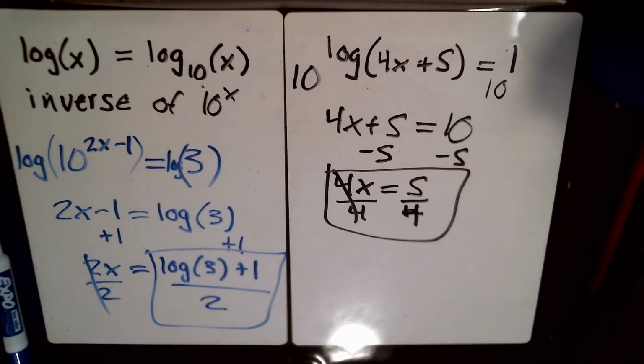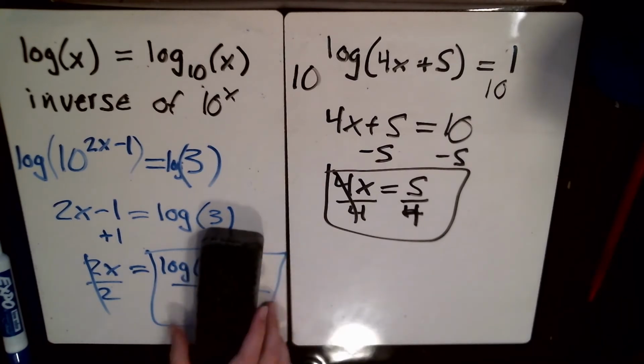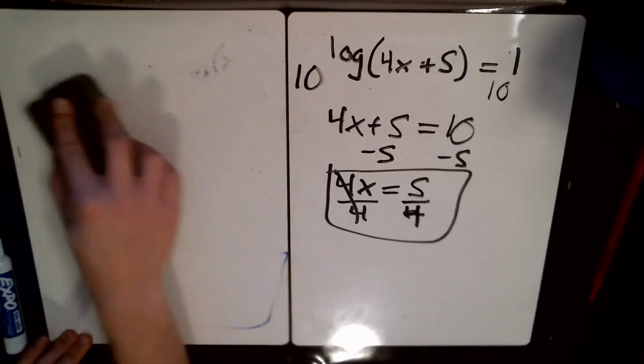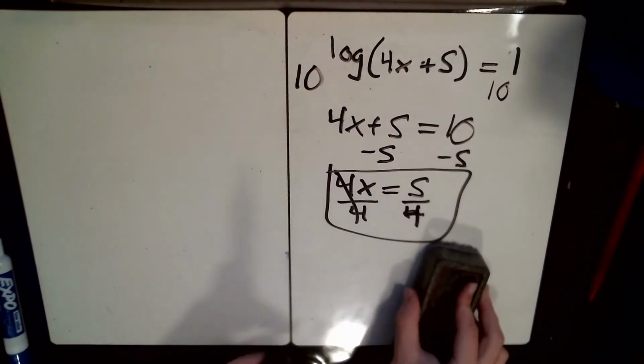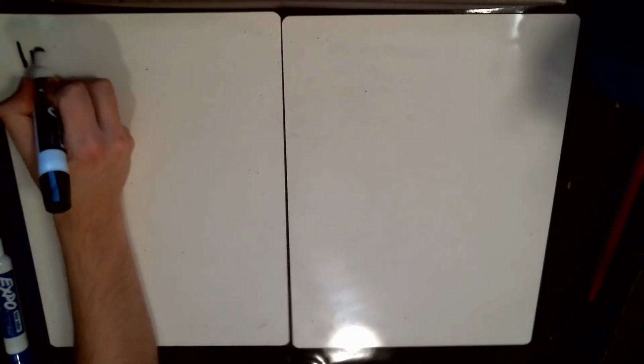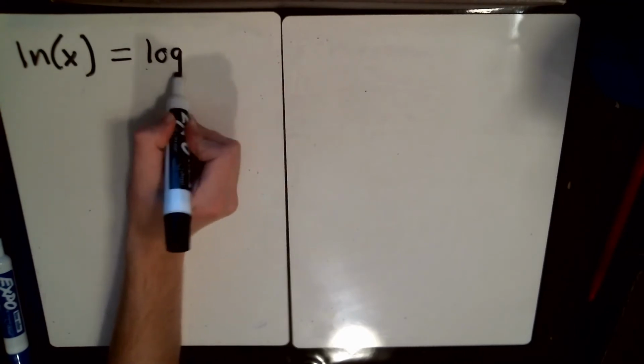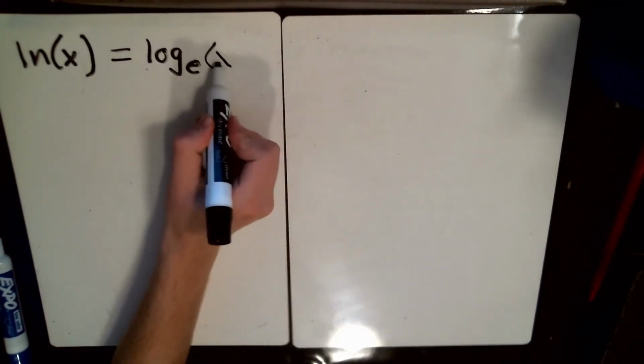So ln is another example of this. It's just another example of a logarithm. It has the tendency to confuse people because the notation looks a little bit different, but it's the exact same as what we just did, just with a different base. So let's look at ln now. ln of x is also just a particular log. It means log base e of x.